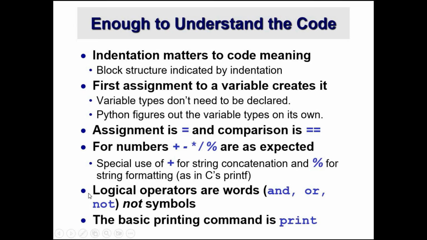And rule number 5: logical operators are words, and, or, not, not symbols. When we are performing logical operations in Python, we use the words and, or, and not alphabetically. We are not using the symbols as we use in physics or mathematics.